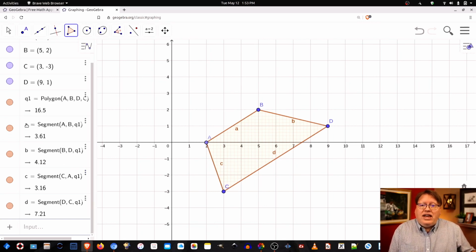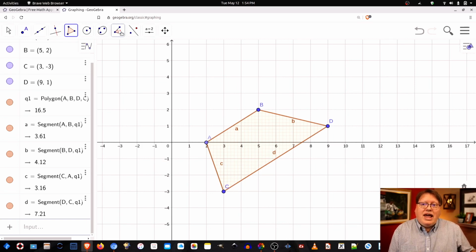Now, we said the first part of the analysis was to look at side measures. We have side A measures 3.61, side B measures 4.12, side C measures 3.16, and D measures 7.21. There are no congruent sides in this figure, so nothing of interest there. So all I can say right now is this is indeed a quadrilateral, but what type, we're not sure. So we'll continue our analysis.